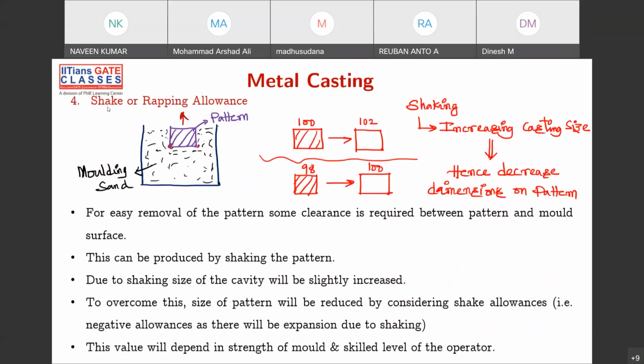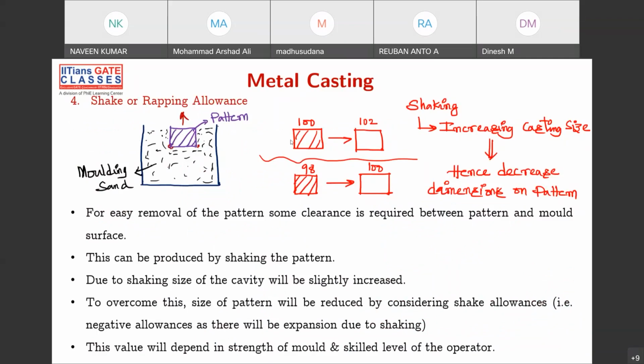Okay. Shake or rapping allowance. Again, there's no point in discussing all these things. It's nothing but a negative element, very important, because you can't directly pull the pattern, because the sand is completely clamping onto it. So when you're trying to remove it, the small edges here and there will be disturbed.